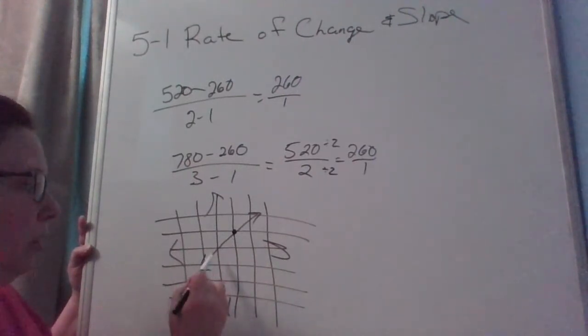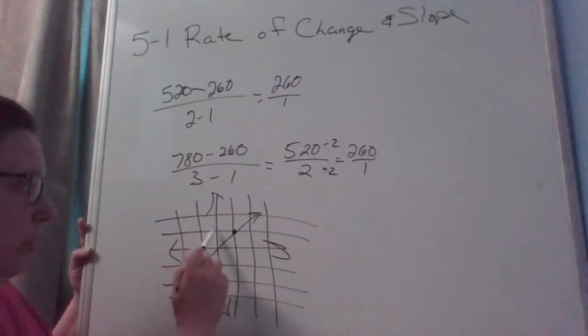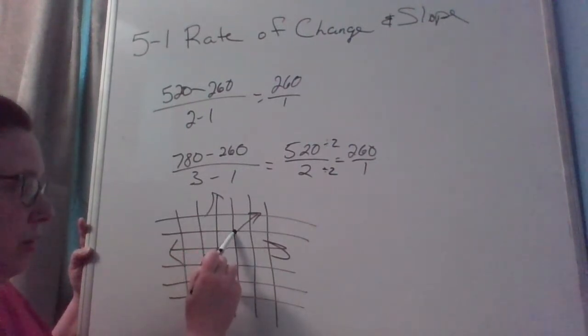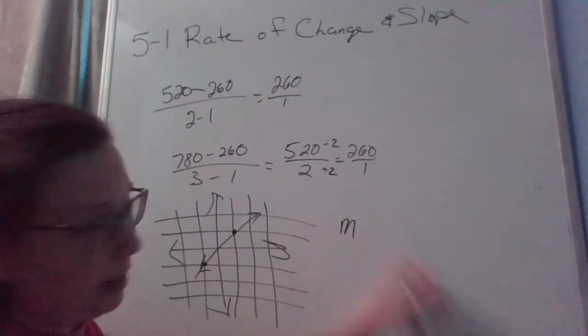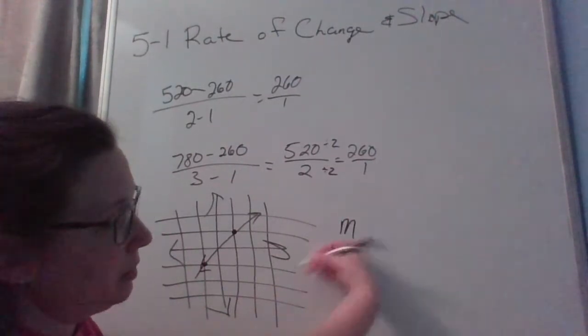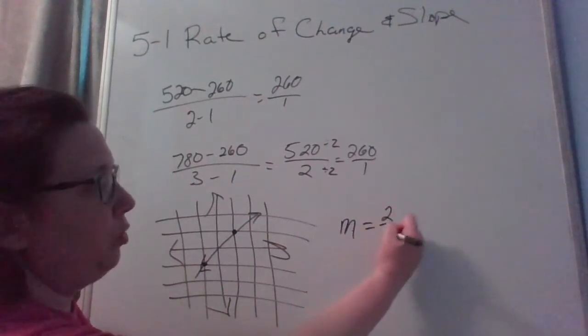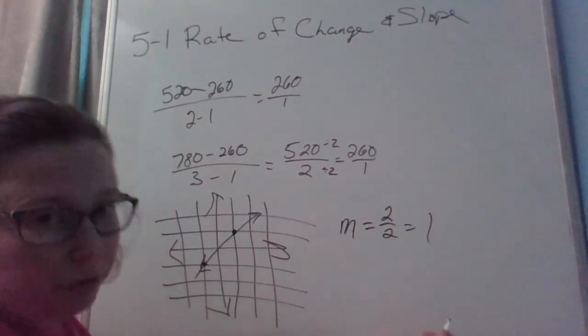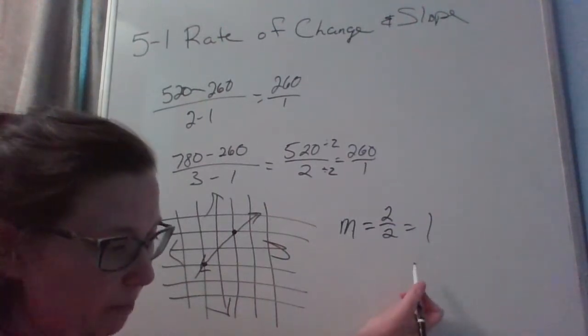When you look at this, then you're going to start at this point and you're going to go up 1, 2, and then you go over 1, 2. So the slope here, and we write slope as an m. So you can say slope or you can say m equals 2 over 2, which of course reduces to 1. So our slope here would be a 1.